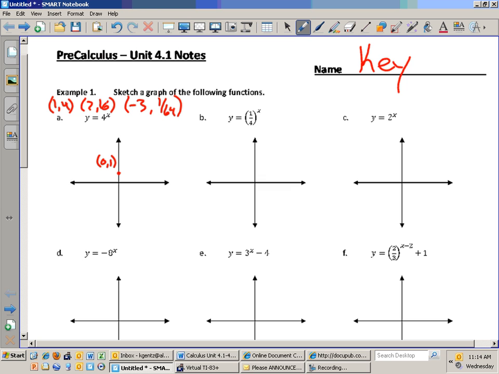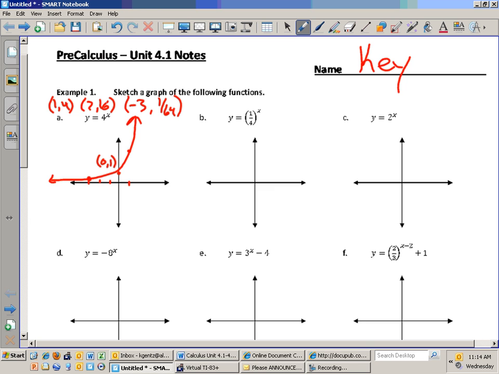So if you just think about it, you don't have to plot all these points, but if I plugged in, say, a negative 3, I would have a value very close to 0. If I plugged in a positive 1, I would have a value of 4. 2, I would have 16. So this is the shape the graph makes. All I want you guys to do is draw the shape and just label one point on it other than 0, 1. I'll show you what I mean in this next graph.